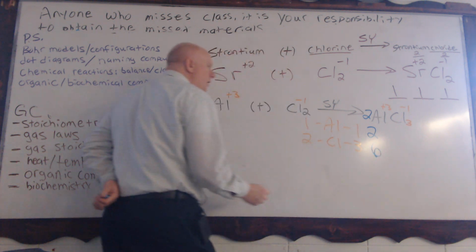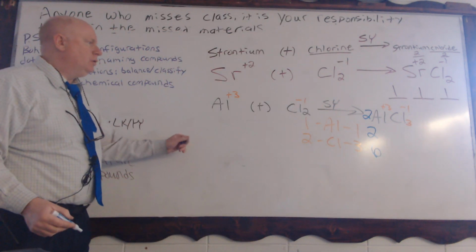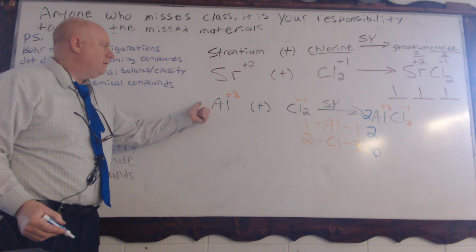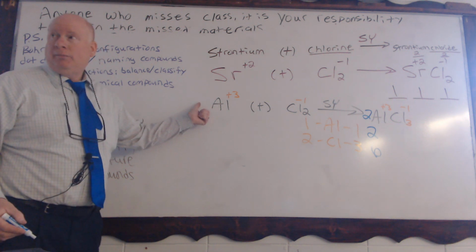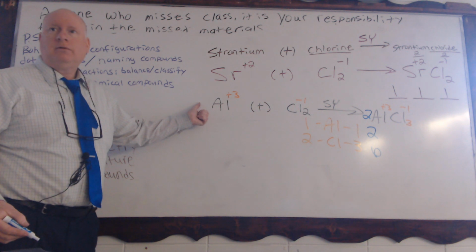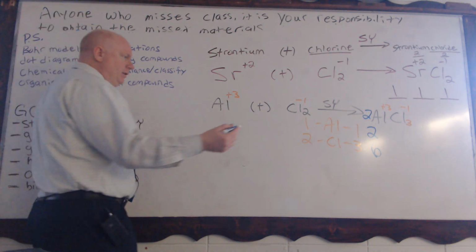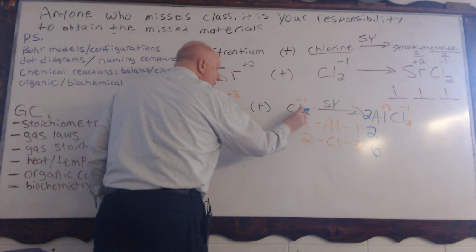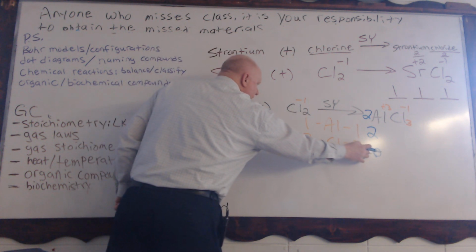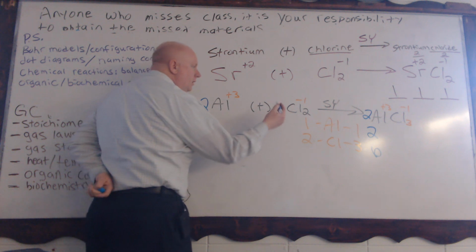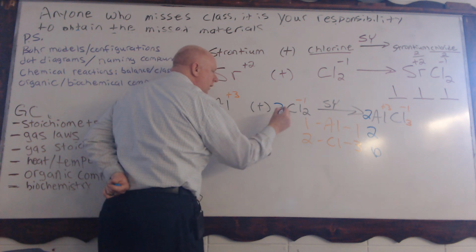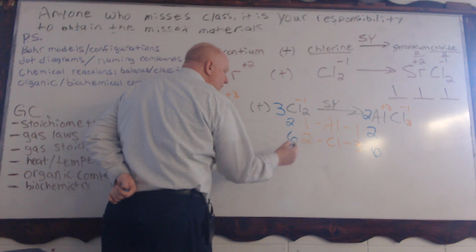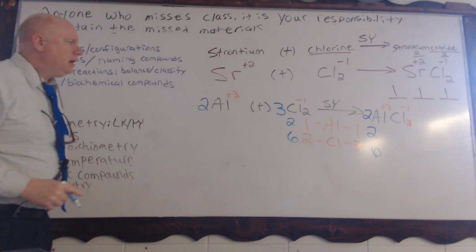Okay, so we have 2 aluminums on that side. How many aluminums are over here right now? So we need to get that up to a 2. So how do we do that? Place a 2 there. And then how do we get this up to a 6 where this one's at? Okay, so once we do that, this becomes 2, this becomes 6. So now everything is balanced.